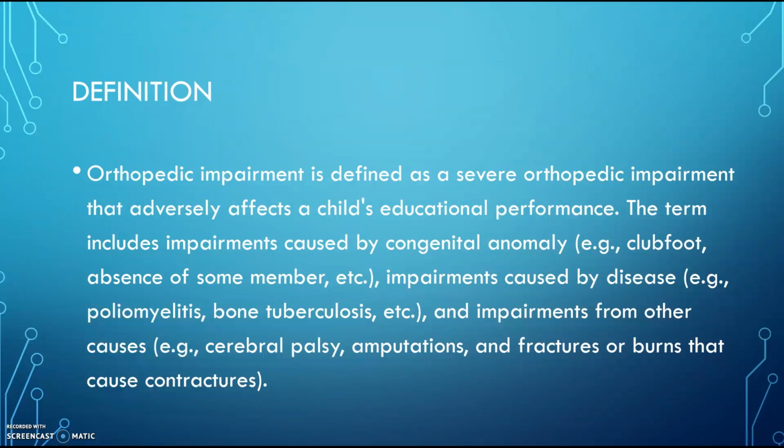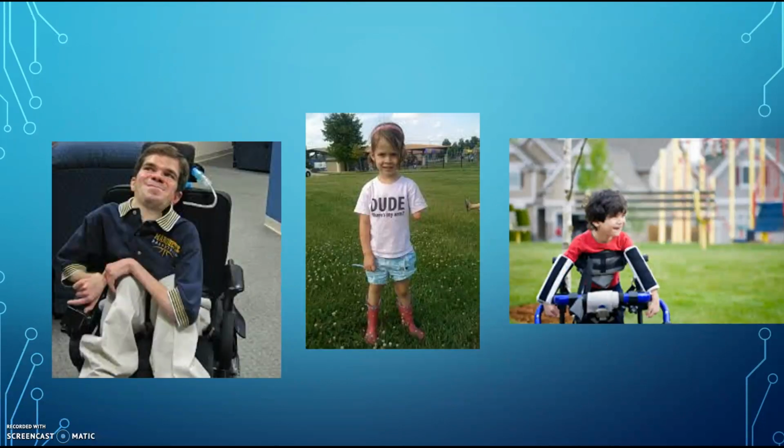So obviously these orthopedic impairments are things that do adversely affect the child's education while they're at school, and so they are going to need certain assistance there. So we'll talk about all of that today. Here I just have, as an introduction, 3 examples of children that I found with orthopedic impairments.